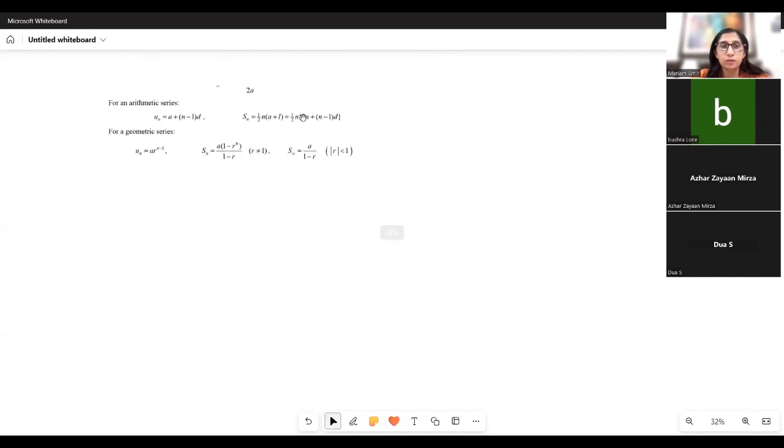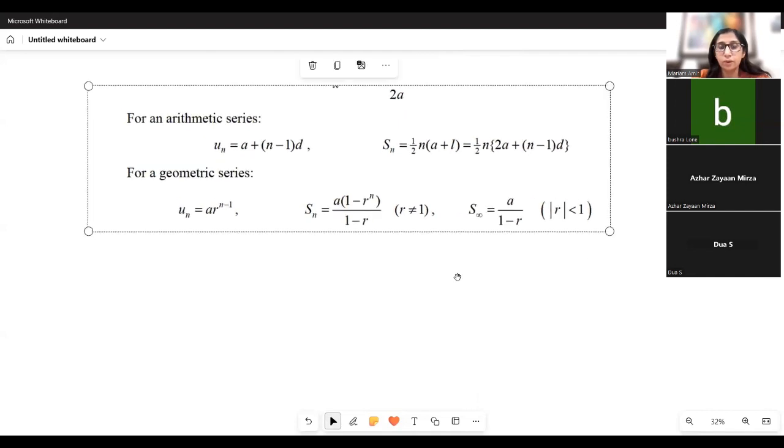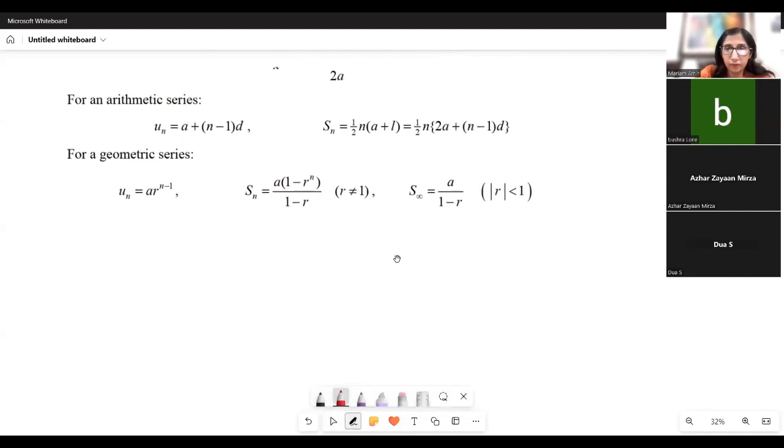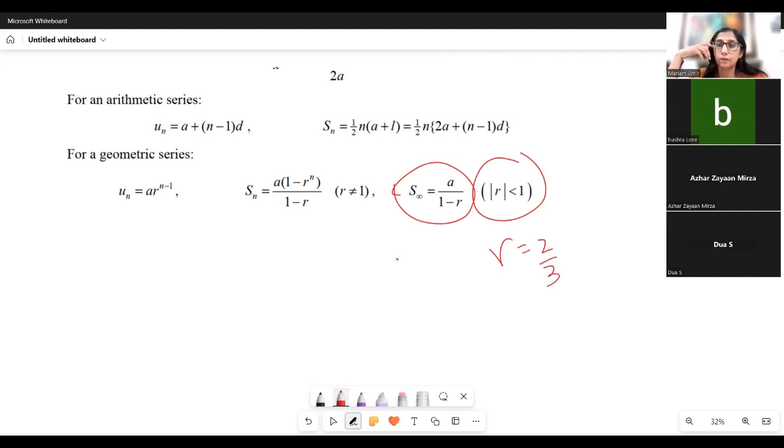These are all the formulas from this topic that you'll see in the formula sheet. Look here, they've given you the sum to infinity, but they've also mentioned that the modulus of R is less than 1. So like we had 2 over 3 in the last question, so that's less than 1. It can also be minus 2 by 3, because that's also greater than minus 1. So your value of R should actually lie between 1 and minus 1. That is what is meant by the modulus of R being less than 1. We will be using this in the questions later.